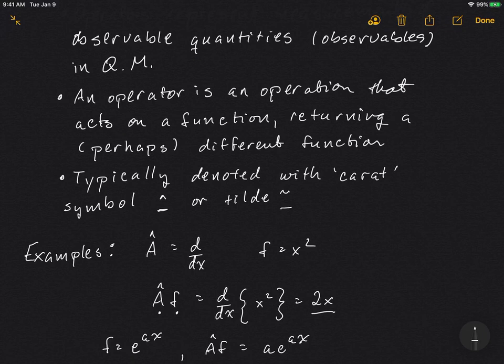Operators can act in some cases to the left, but we're not going to typically do that this semester. So we can usually assume the operator acts to the right on some function. So using curly braces to represent the operator acting on whatever's inside the curly braces, we're differentiating x squared, and the result is 2x. So somehow this represents a measurement of some hypothetical physical quantity associated with the operator A.